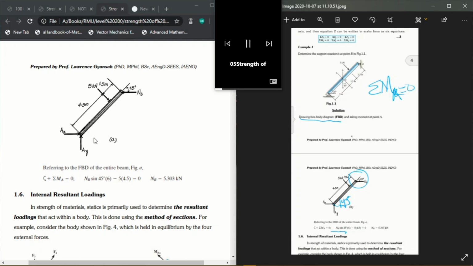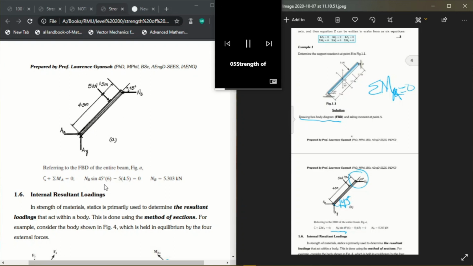If you sum moments, you have to know your direction, maybe clockwise is positive, and therefore anticlockwise is what? It's negative. You have to choose your direction. And therefore you have to resolve NB along the X and Y directions. If you do that, you're going to get NB sine 45 times what? The distance from where? From where NB is to what? Point A. Summation of moment at point A rather.